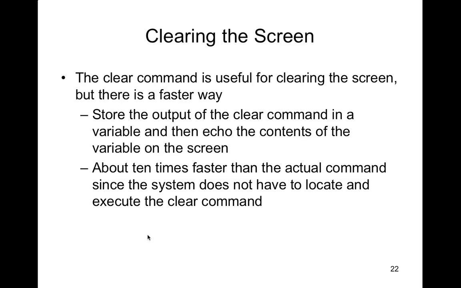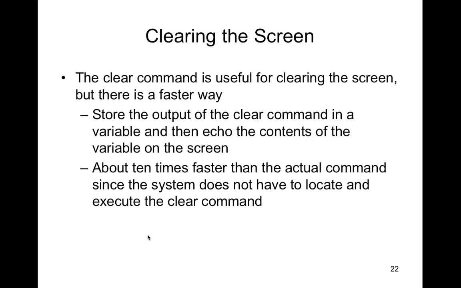So what you're looking at now is clearing the screen. We have a clear command. I've demonstrated it earlier: typing clear clears the output. But there's a faster way. You can store the output of a clear command in a variable and then echo the contents of the variable on the screen. So you have everything stored in temp files, kind of, because it's in the history. Actually, you could save those files as well.